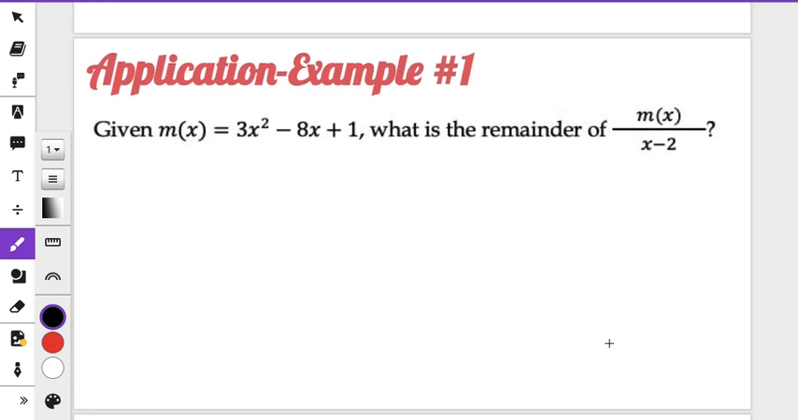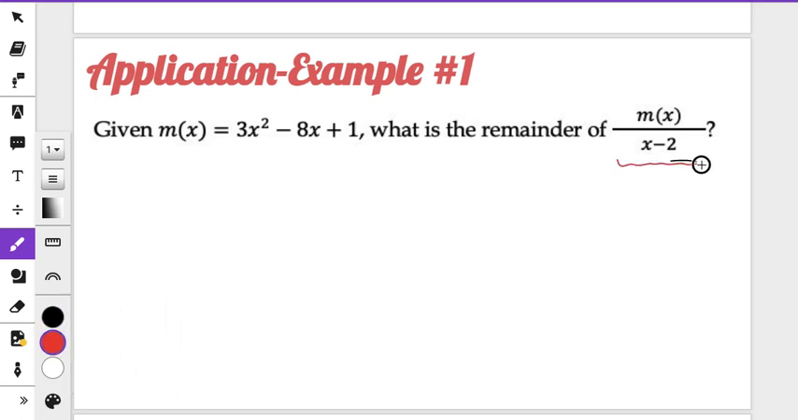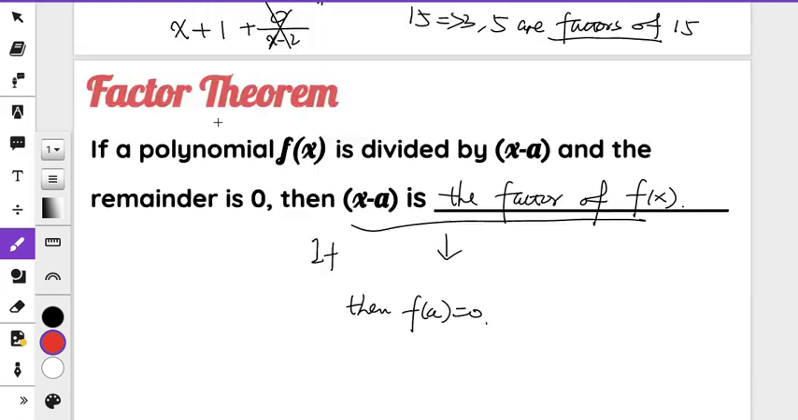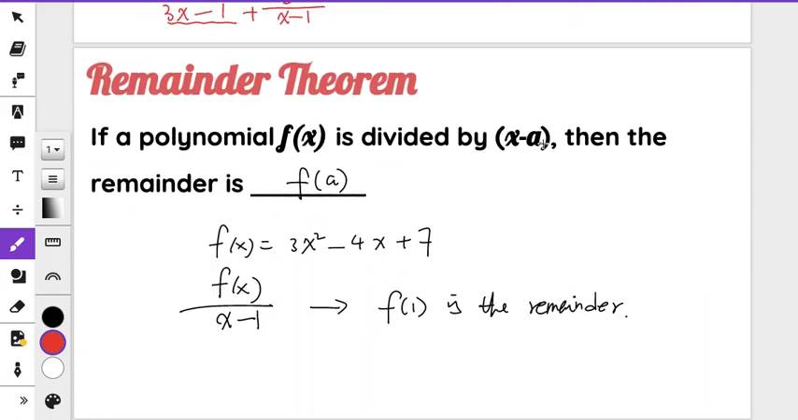So let's check the first example. We have a polynomial 3x squared minus 8x plus 1, and we're asking for the remainder. Some students might say, do we need to use synthetic division? Yes, you can, but since we know the remainder theorem, we can just easily find the remainder. Let's go back and check the remainder theorem. This says, if the polynomial is divided by x minus a, then the remainder is f of a.